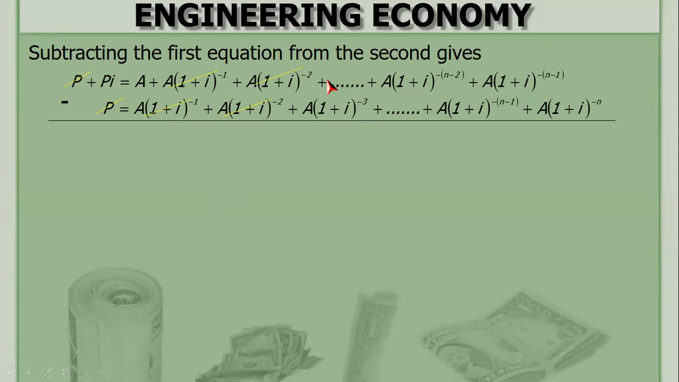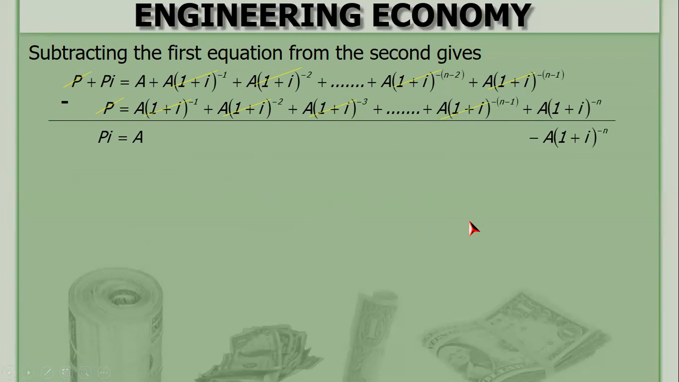Next sa -2, naman kay A over 1 plus I raised to -3, mag-cancel siya ani. And then kining negative n minus 2, mag-cancel na siya sa term before ani. Naman kay A over 1 plus I raised to negative n minus 2, mag-cancel ani. And then this one, mag-cancel. So ang bilin is sa left side is PI equals A minus this one.